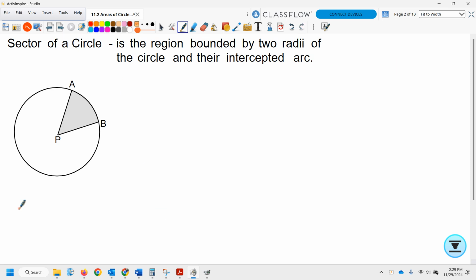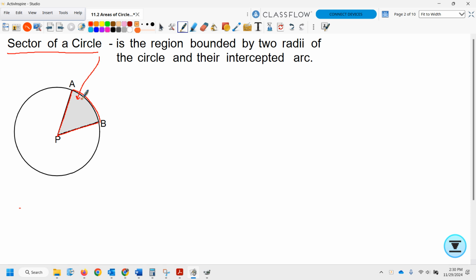A sector of a circle is the region bound by 2 radii. There's a radius and there's a radius. So it's like a piece of the pie. And then this is the intercepted arc. So this sector of a circle is all this gray part, this little piece of the pie. I think you have the circle on your picture.